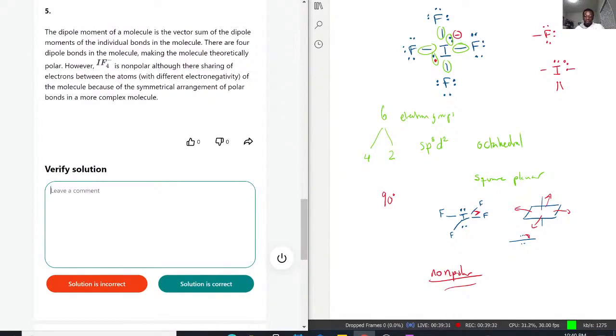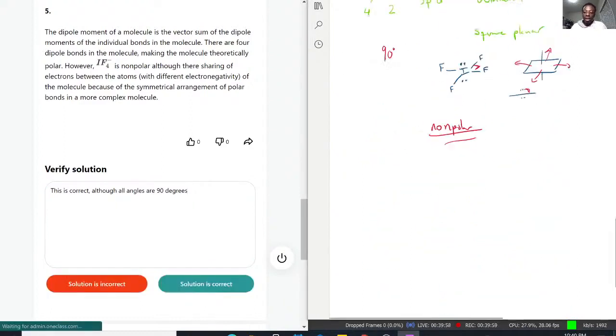Okay, so that being said, I'm just going to say this is correct, although all angles are 90 degrees, at least from what I can see. Based on every picture I draw, I cannot understand where 120 degrees would fit. Maybe I may be wrong in this case, but at least in my opinion, all we have here, as the name implies, square planar, is only 90-degree angles. So now for question number 6.